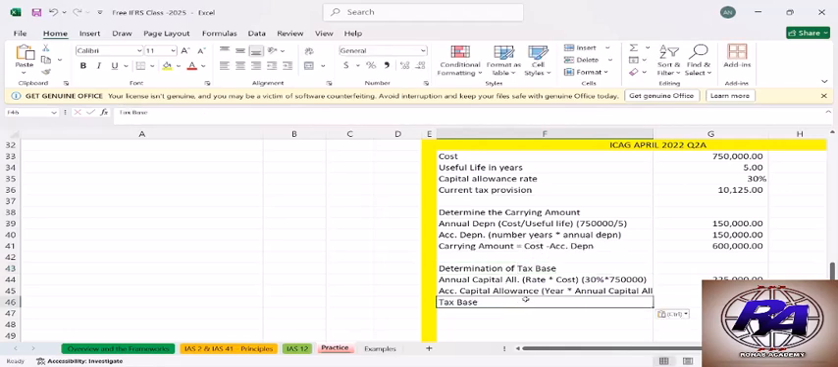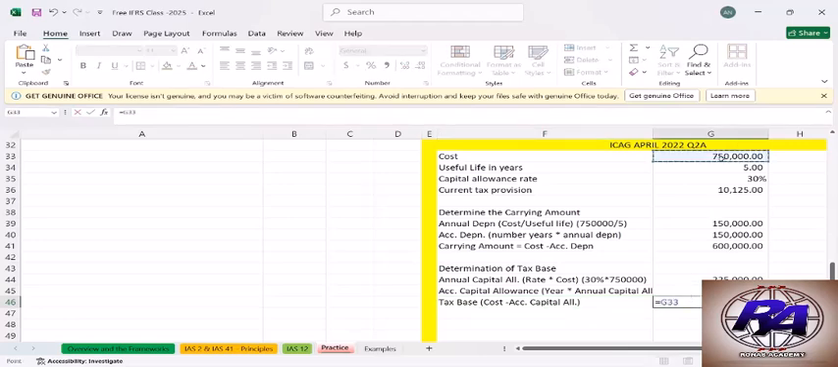We said that tax base is equal to the cost of the asset. So we said that is the cost of the asset. We take away our accumulated capital allowance. So we less our accumulated capital allowance. We now have everything. We have the cost. So in this case, it's going to be the cost of 750,000 minus our accumulated capital allowance of 225, and it's giving us 525,000. So we now have our tax base over here.